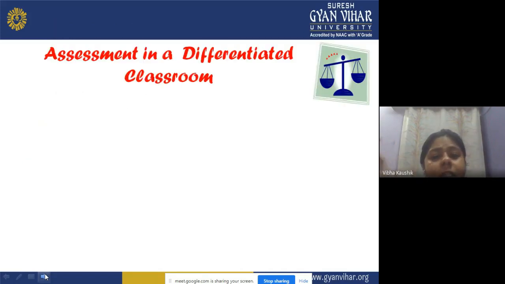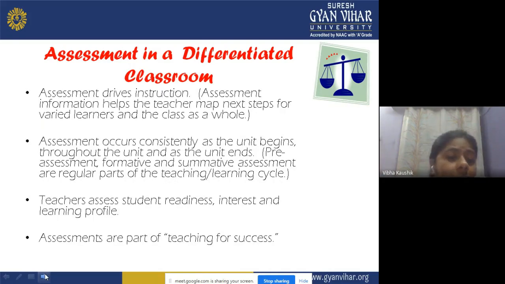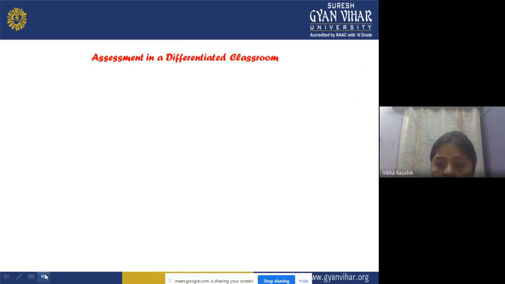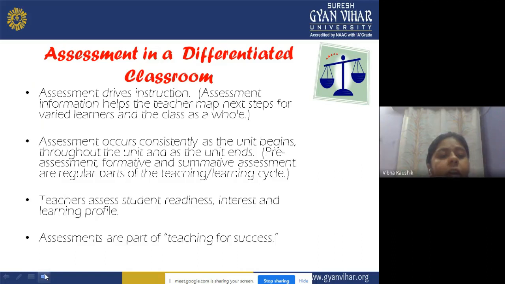Now, assessment in a differentiated classroom. A differentiated classroom is where there is uniqueness in the class, where every learner is different from each other. Now, assessment drives instruction. First, assessment information helps the teacher map the next step for varied learners and the class as a whole. Now, what is that assessment information? It is information which will help the teacher. The teacher has taken an assessment and an evaluation, and that information from the evaluation or the assessment helps the teacher map the next step for varied learners.